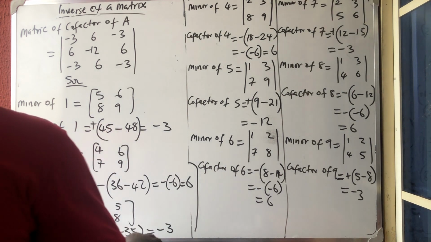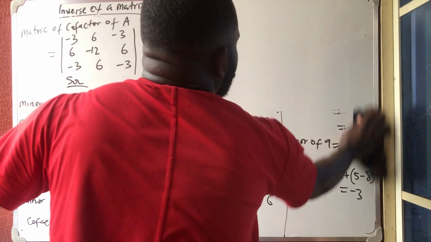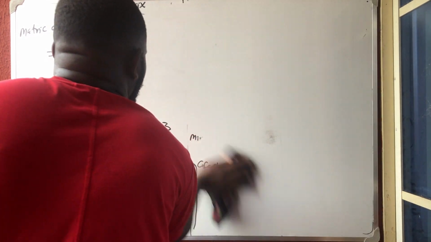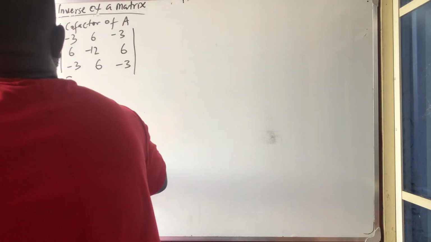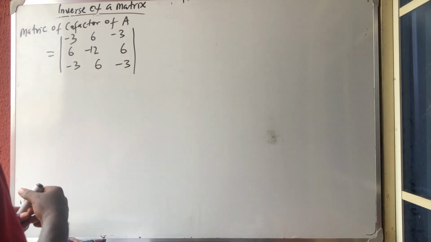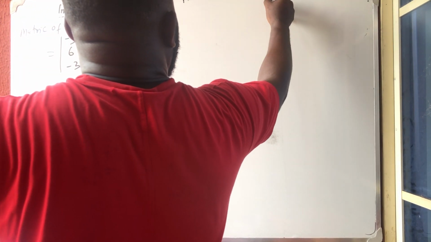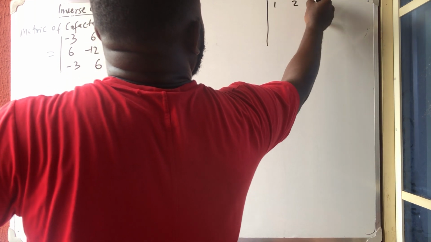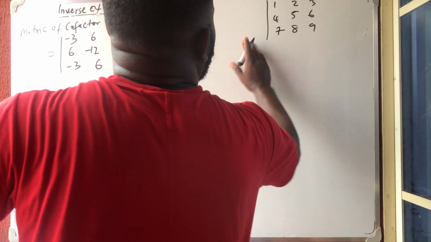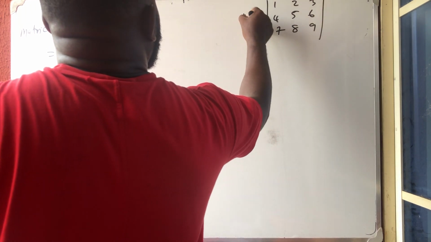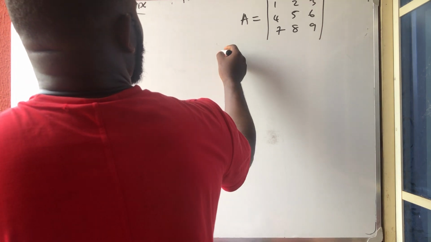As simple as that. Okay, but for us to start getting the minor before getting the cofactor, it's a long process. So we can just get the cofactor straight. So let us get the cofactor of A straight. So the question says, look at A. A gave us 1, 2, 3, 4, 5, 6, 7, 8, 9. So we want to get the cofactor of A.